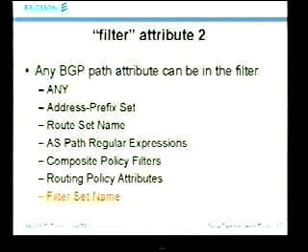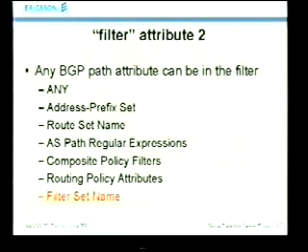Any BGP path attribute can be in the filter. You should look at RFC 2622. Look at the RFC again. And we include these ones: any, or an address prefix set or a route set name, an AS path regular expression, that was in the example, composite policy filters, routing policy attributes, or another filter set name.